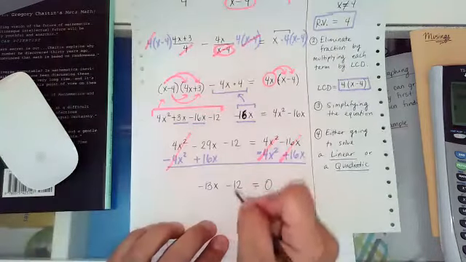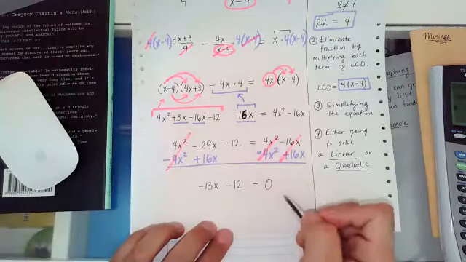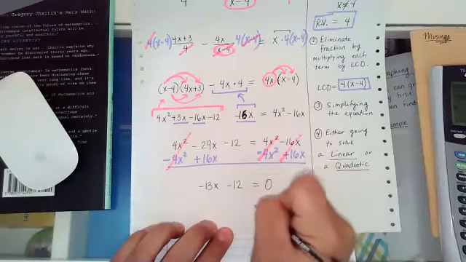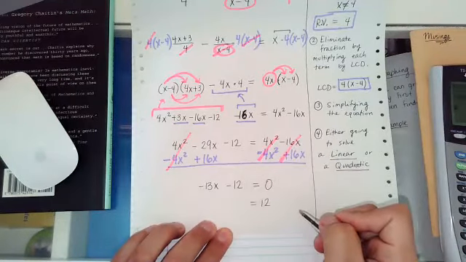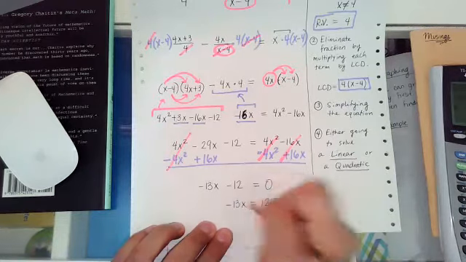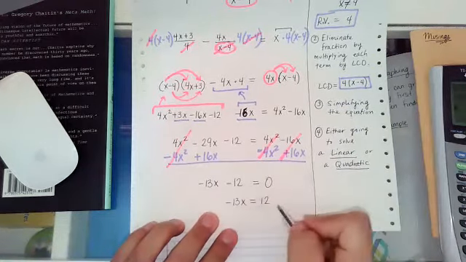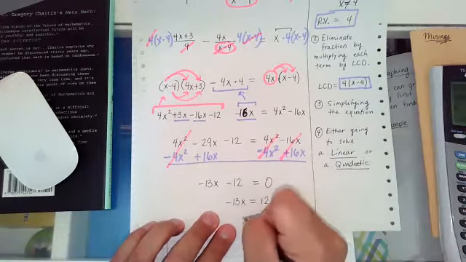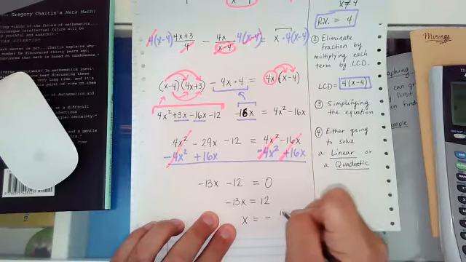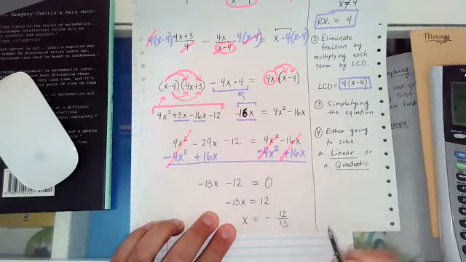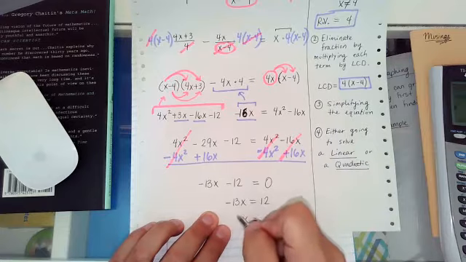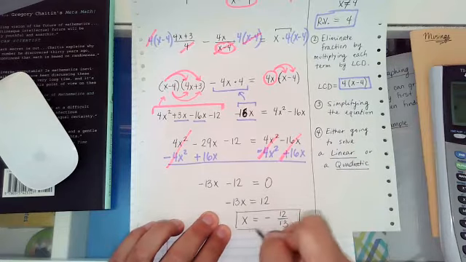We can move the 12 over to the other side, and call this positive 12. And that's equal to negative 13x. And then we can divide by negative 13 on both sides. So we would have x is equal to negative 12 over 13. That fraction cannot be reduced. So that's going to be our solution.